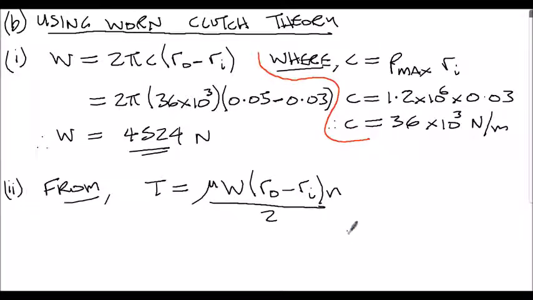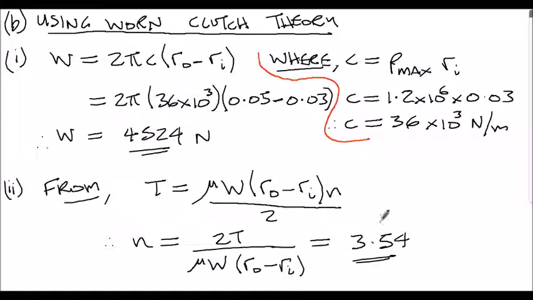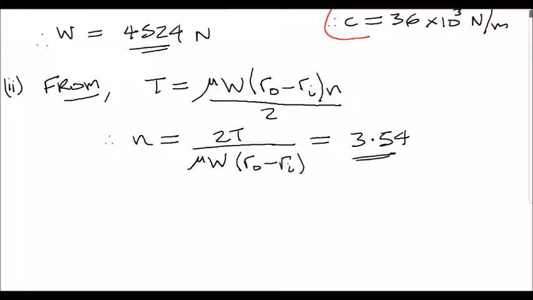So again, you need to transpose it. Have a little go at transposition. Rearrange it for n, see what you get. Again, they look like nasty equations, but actually they're quite reasonable to transpose here, to be honest. To my calculations, I get 3.54 pairs of friction surfaces. So we'll be looking at 4 pairs then.